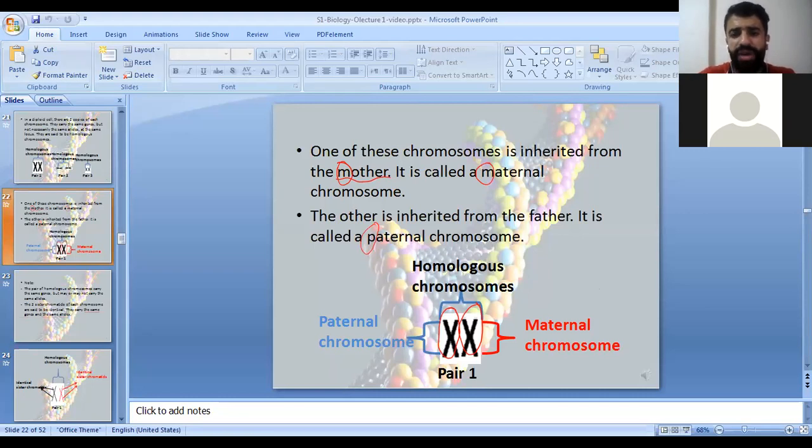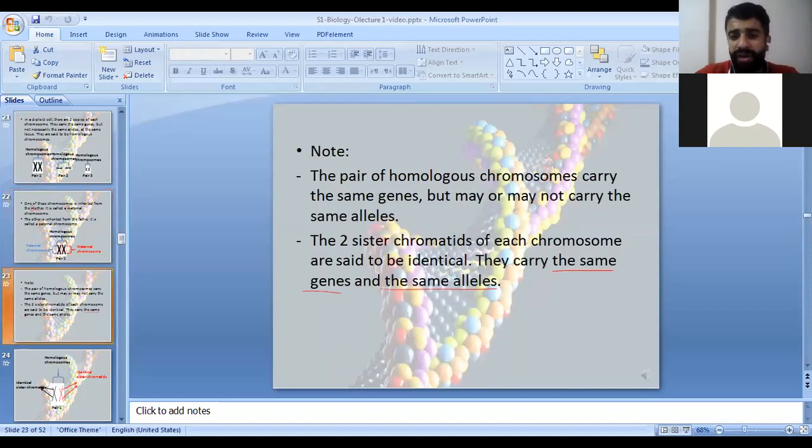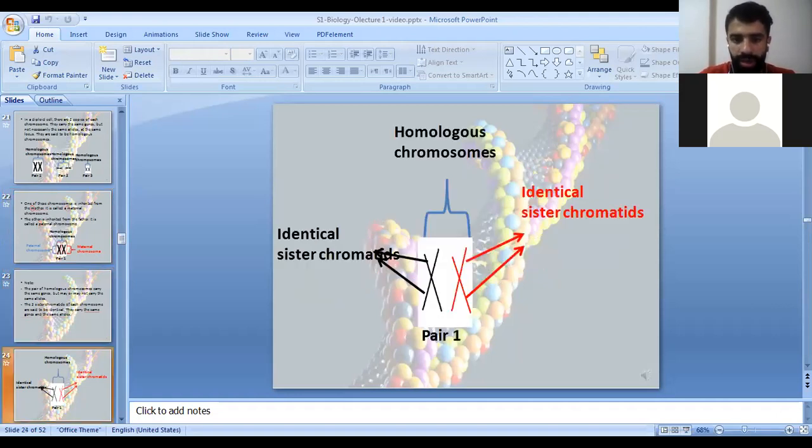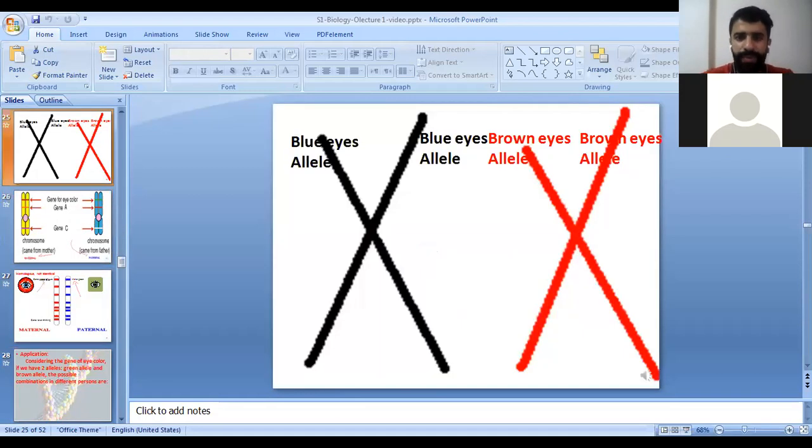So every pair of chromosomes has a paternal origin and a maternal origin. The pair of homologous chromosomes carry the same genes, but may or may not carry the same alleles. If they carry the same alleles, they are said to be identical. So these are homologous chromosomes, identical sister chromosomes, carrying the same genes and the same alleles. For example, blue eyes and blue eyes, so they are identical. Brown eyes and brown eyes, so they are identical. Okay?